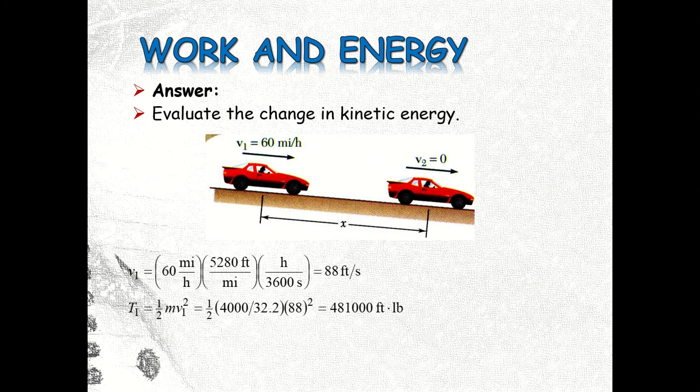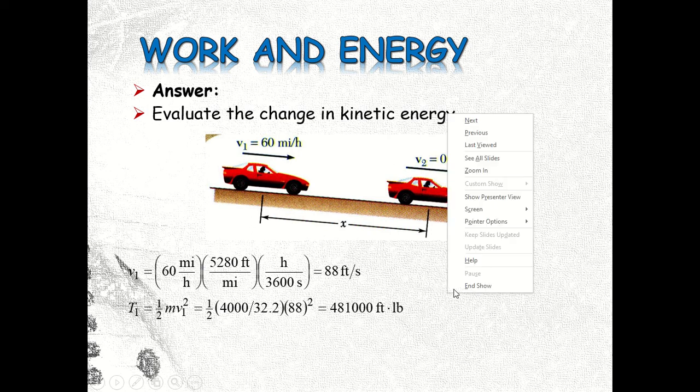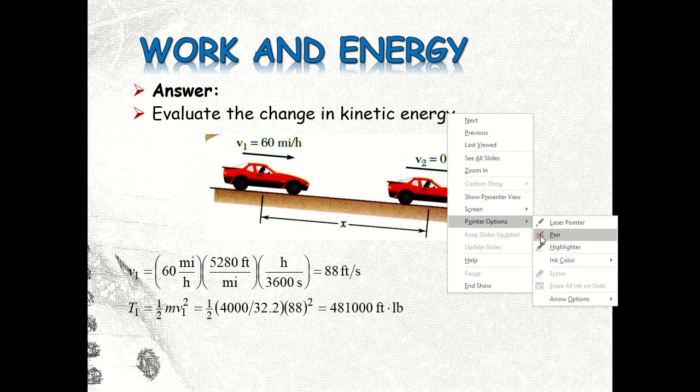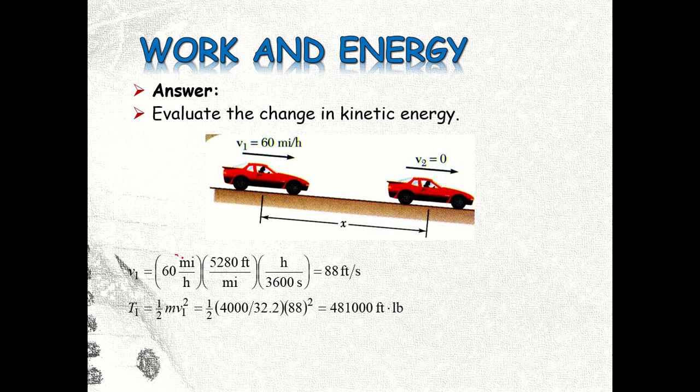Okay, so evaluate the change in kinetic energy. First we need to solve for the velocity in terms of feet per second. We're given miles per hour, so we convert this. We know that 1 mile is equal to 5,280 feet. So we use this conversion, 5,280 feet per mile. Mile divided by mile is equal to 1, so the miles cancel. And then we now have the unit in terms of feet per hour.